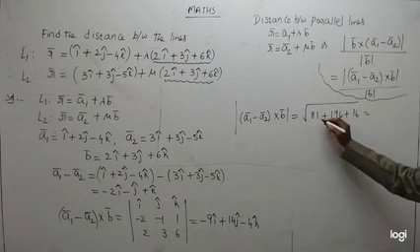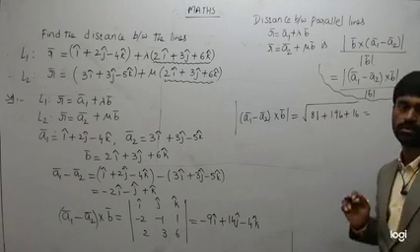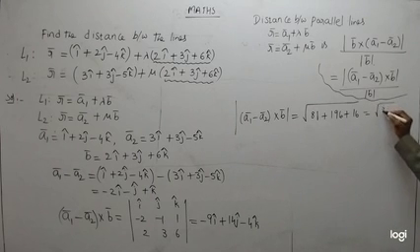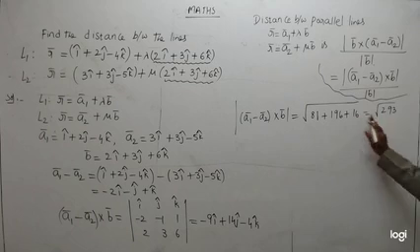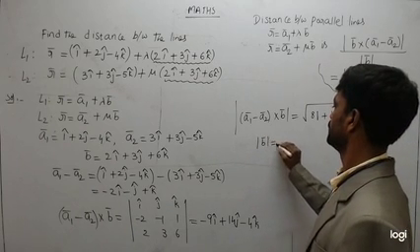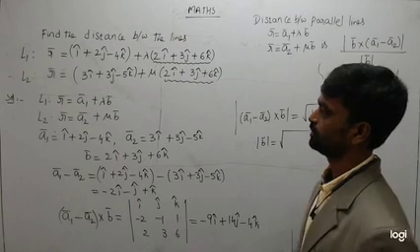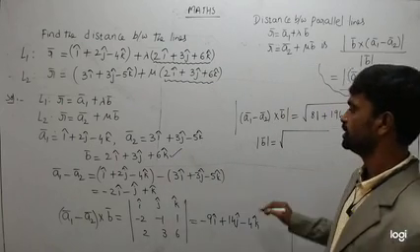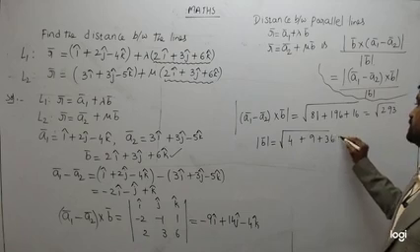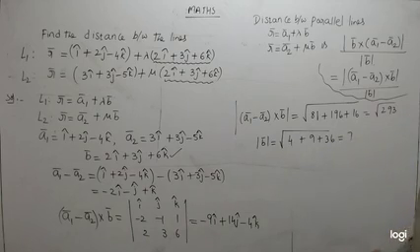So 196 plus 81, 277, 277 plus 16, 293. Next calculate the magnitude of b bar. The magnitude of b bar is what? Square root of the magnitude of this vector only. So 2 squared is 4, 3 squared is 9, 6 squared is 36. So root 49, which is 7.